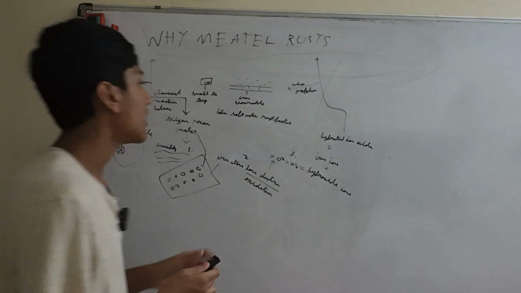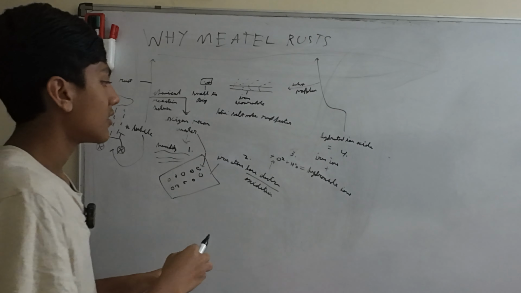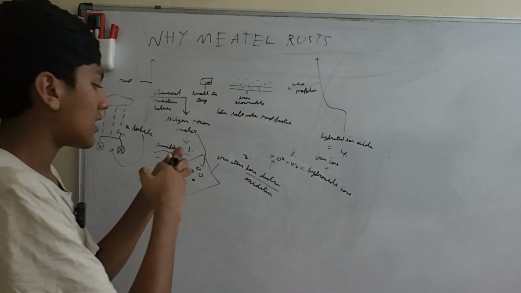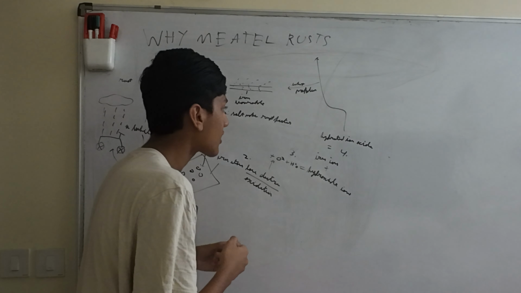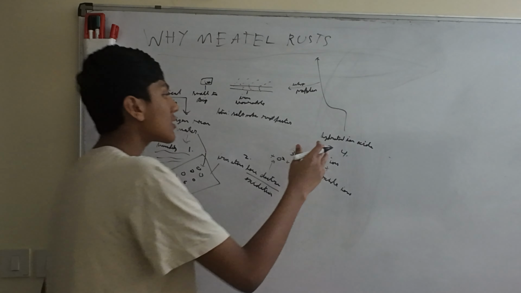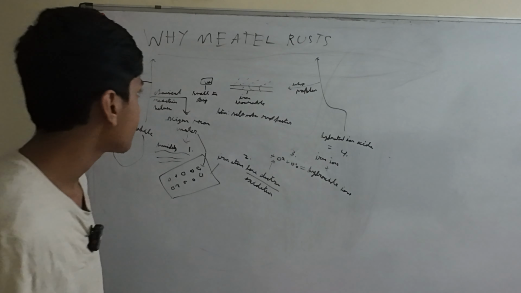What happens then is we go on to the fourth and final step: this hydroxide ion combines with the iron ion to create hydrated iron oxide. Now this hydrated iron oxide is better known as rust.